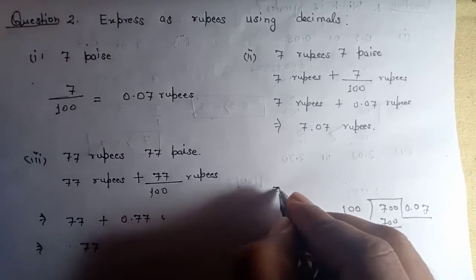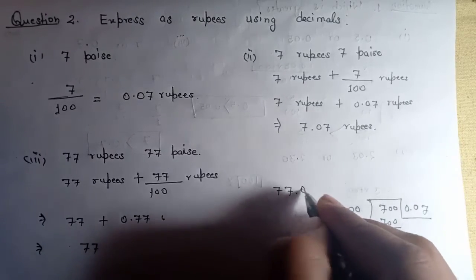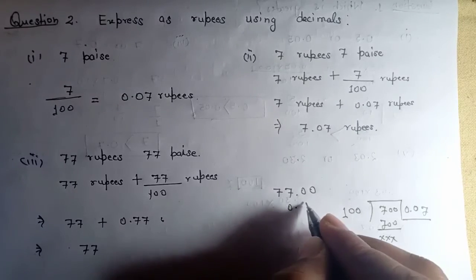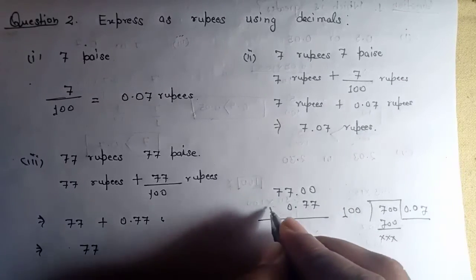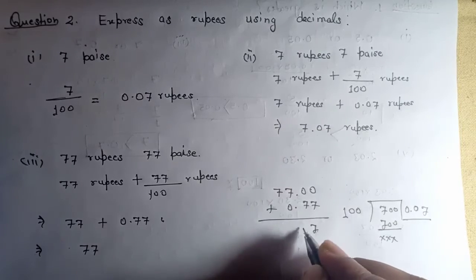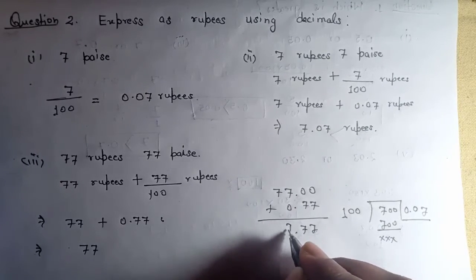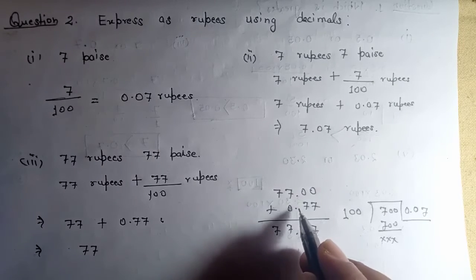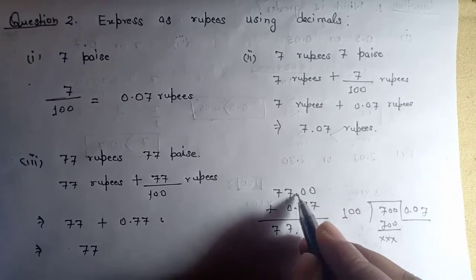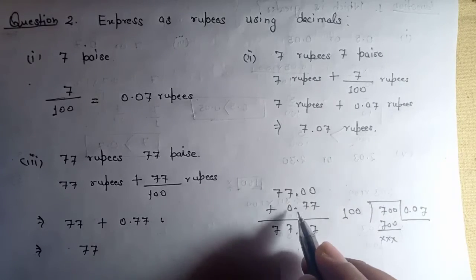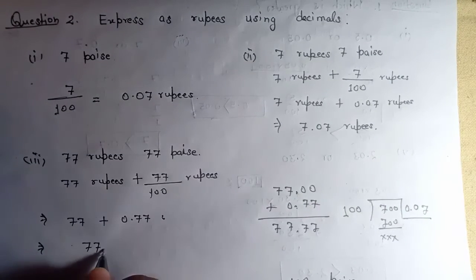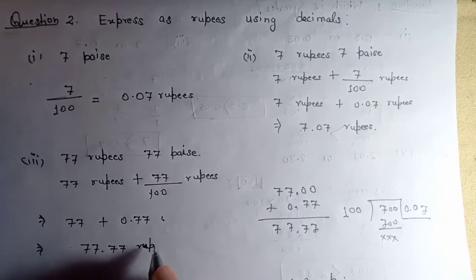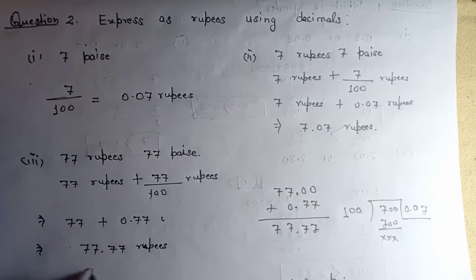How to add? It is 77.00, and this number 0.77. Now add the numbers, you get 7 and this 7, again 7, and here it is 7. The rule is you have to put the decimal sign in vertical order just below this one. So 77.77 rupees, this is our answer.